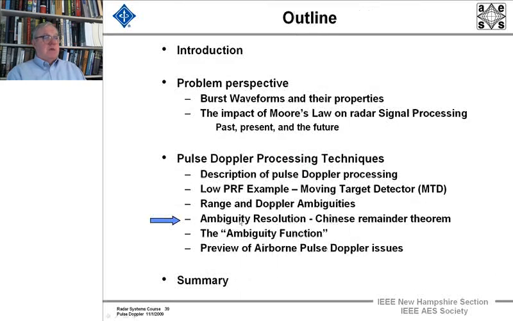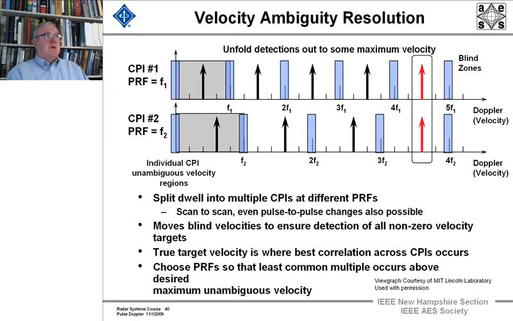Now let's move on to the ambiguity resolution problem and talk about the Chinese remainder theorem, a method of resolving ambiguities when things are ambiguous, when you send out 3, 4, or 5 PRFs to resolve the ambiguities. Okay. First, let's look at the simple case where you're only ambiguous in velocity, and how would you deal with that issue?